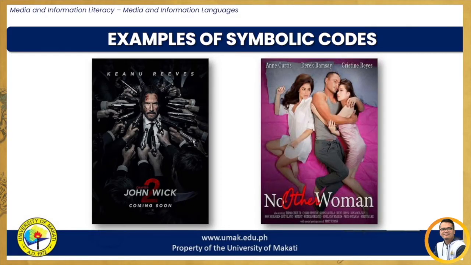The left photo is a movie poster of John Wick 2, showing several guns all pointed in one direction. Guns may symbolize violence and death. The right photo is a movie poster of No Other Woman. 3 people are lying down in one bed. Lingerie and bed may symbolize romance, while how they are positioned in bed may mean third party or infidelity.